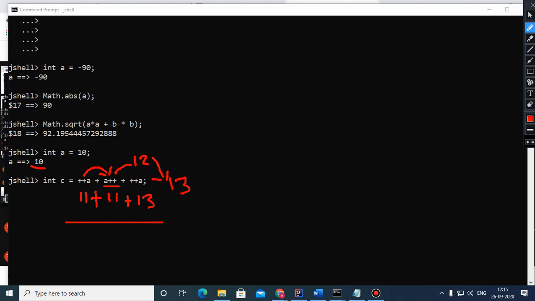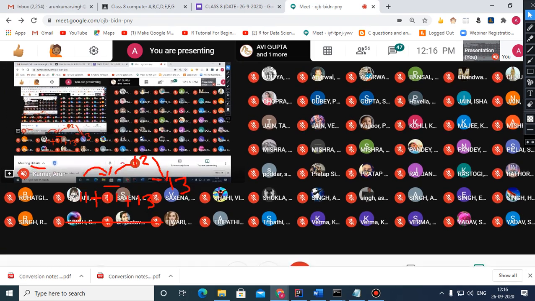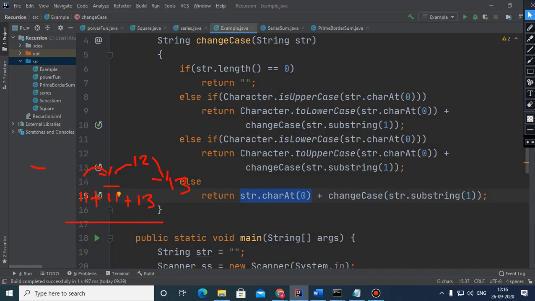Now what is the answer? The answer is 35. So this is how you can calculate or solve the questions which are based on post increment and decrement. Any problem children? Okay, now one more.